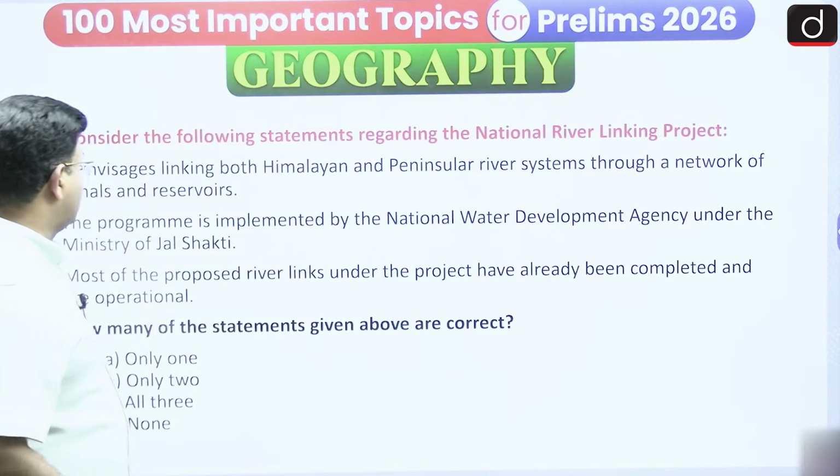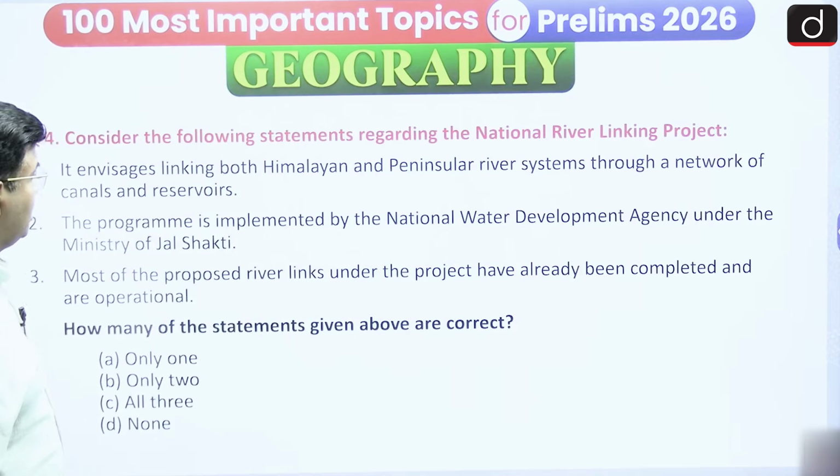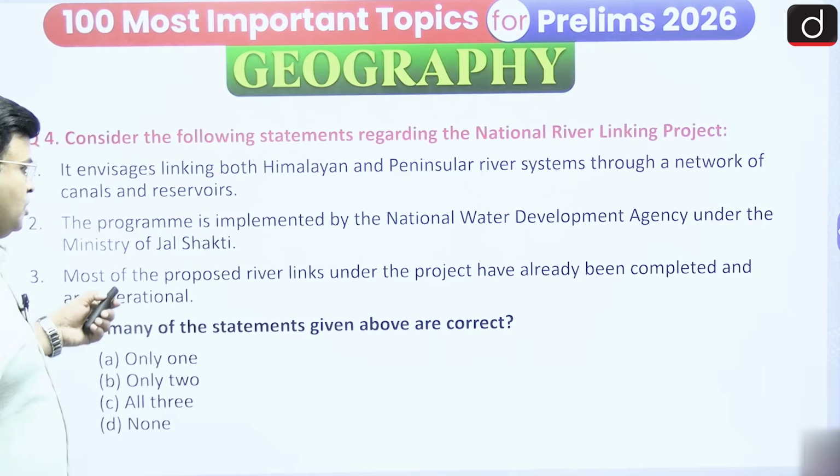Here you can say, consider the following statements regarding the National River Linking Project. It envisages linking both Himalayan and Peninsular rivers through a network of canals and reservoirs. You have to say whether it is right or wrong. The program is implemented by the National Water Development Agency under the Ministry of Jal Shakti. We have to say whether it is right or wrong. And most of the proposed river links under the project have already been completed and are operational. So you have to see whether it is right or wrong.